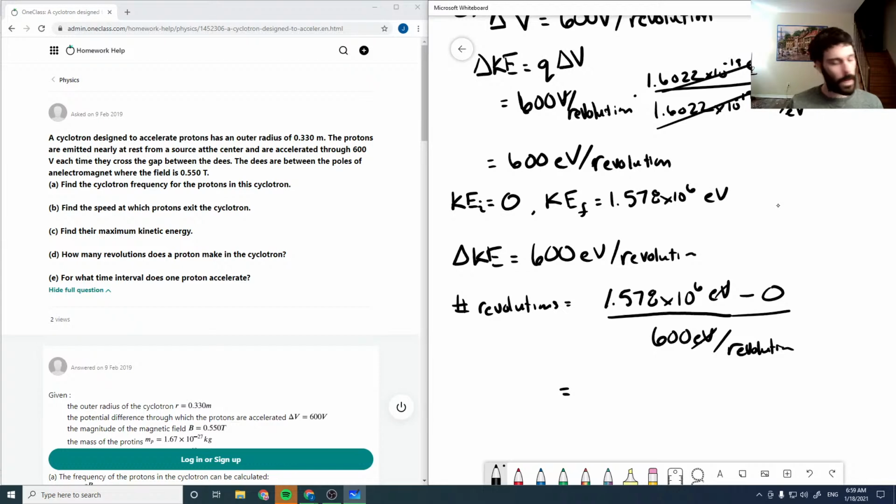And so if we do this math, it comes out to 2629.6 revolutions, or 2629 full revolutions. So we'll get through 2629 full revolutions.